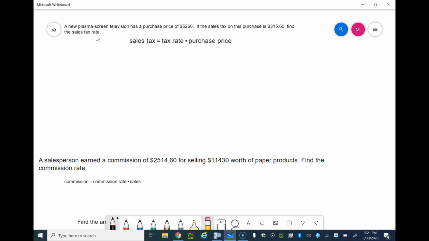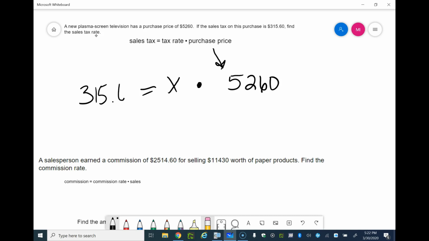The purchase price is 5,260. We're going to times it by the rate, which is what we're trying to look for, so that's going to be our X. And it's going to be equal to the sales tax, which is $315.60.